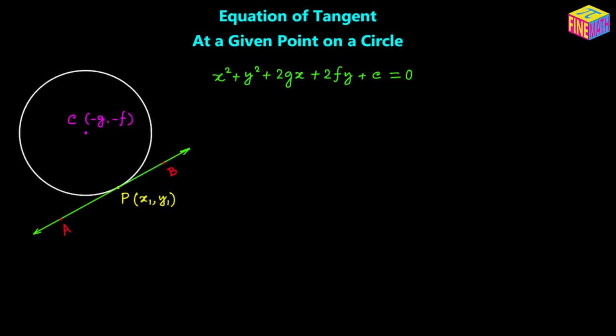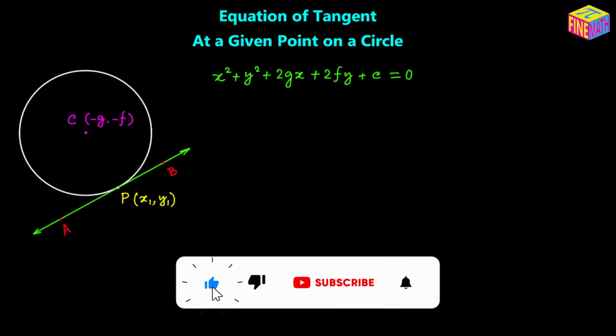Hi everyone. In this video, we are going to discuss how to find the equation of the tangent at a given point on a circle. Let's suppose we have a circle like this whose equation has been provided as x squared plus y squared plus 2gx plus 2fy plus c equals 0. That's the general form of the equation of a circle. And in that case, the center of the circle would be at (-g, -f).